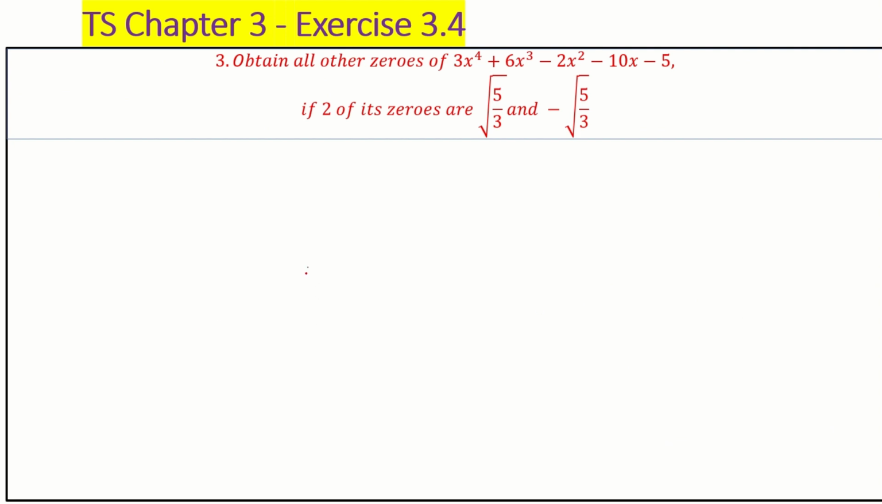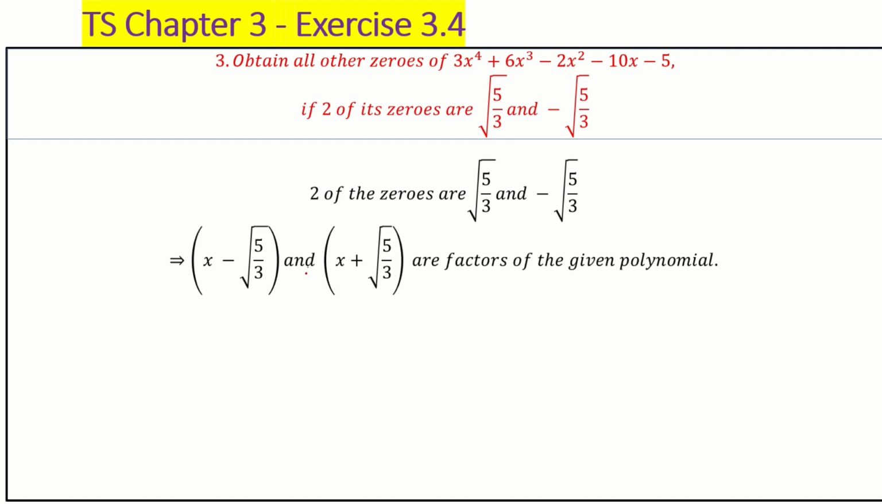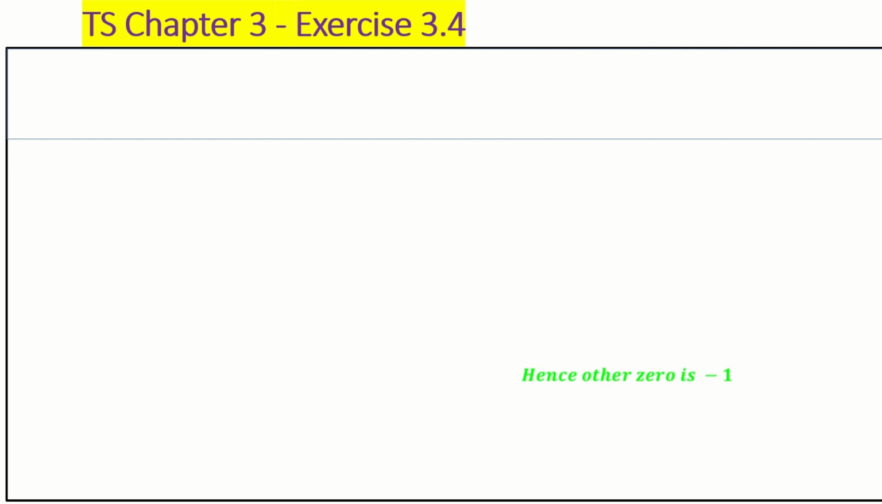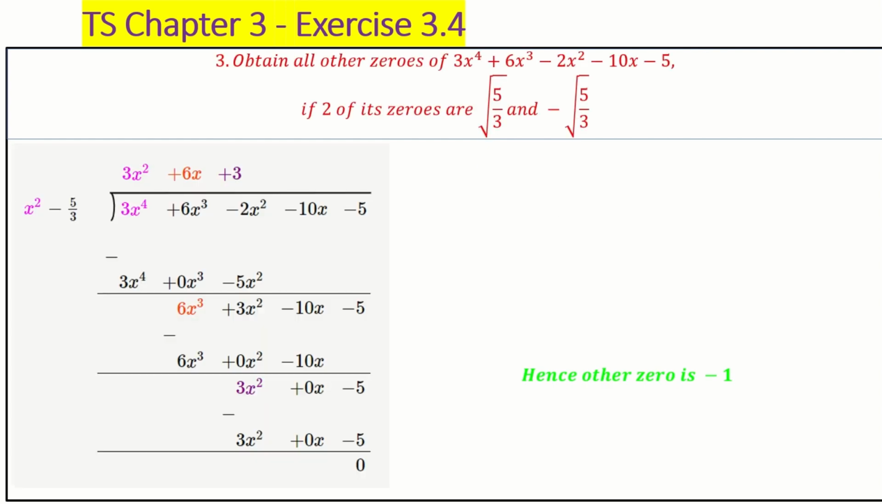If two of its zeros are given, which means x minus square root of 5 by 3 and x plus square root of 5 by 3 are factors of the given polynomial. You multiply them, what you will get is x square minus 5 by 3. This is a factor. So now you do a long division. If you do the long division, x square minus 5 by 3 and the polynomial is here. So what you will get is 3x square plus 6x plus 3 and the remainder is 0.